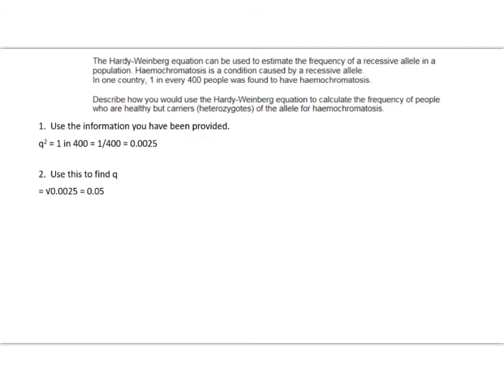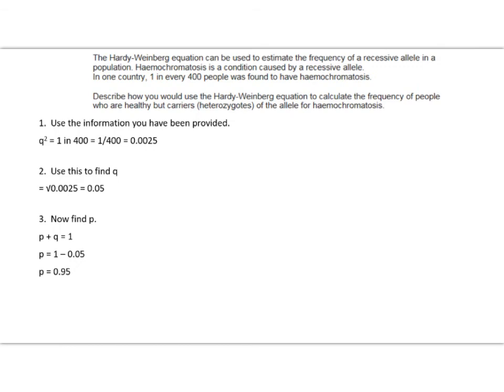We can then use this to find q. So you simply square root it. So the square root of q squared gives us 0.05, so q is 0.05. We now find p. So p is equal to 1 minus 0.05. So remember, that's the first equation that we went through. So p is 0.95. The frequency of the dominant allele is 0.95.